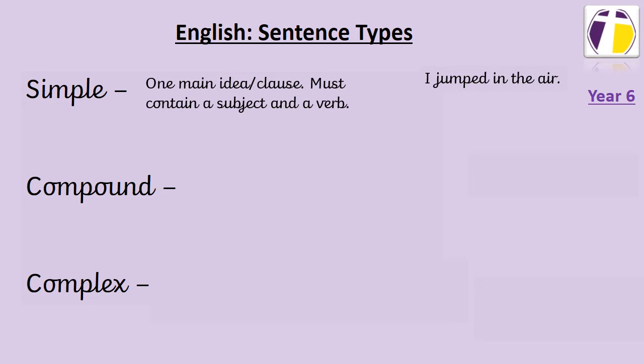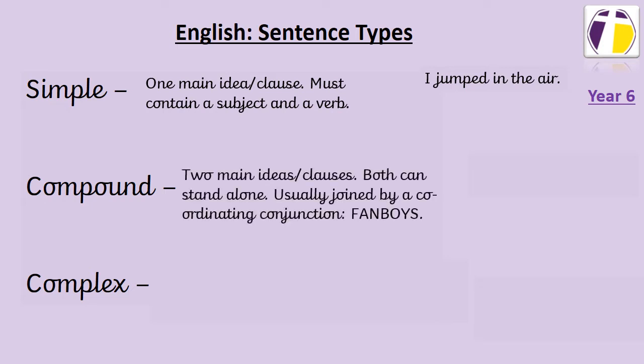A compound sentence contains two main ideas or clauses, both of which can stand alone and make sense on their own. They are usually joined by a coordinating conjunction. We remember coordinating conjunctions by the mnemonic FANBOYS: for, and, nor, but, or, yet, so. I jumped in the air, but I fell over. Both I jumped in the air and I fell over make sense on their own, and they are joined by the conjunction but.